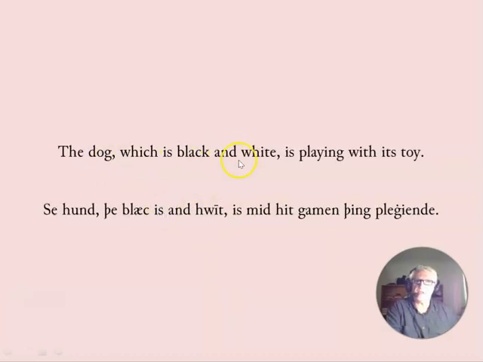Okay, the dog, which is black and white, is playing with its toy. Se hund, der black is and hawit, is mit hit gammen thing playende. Playing is playende, playende.